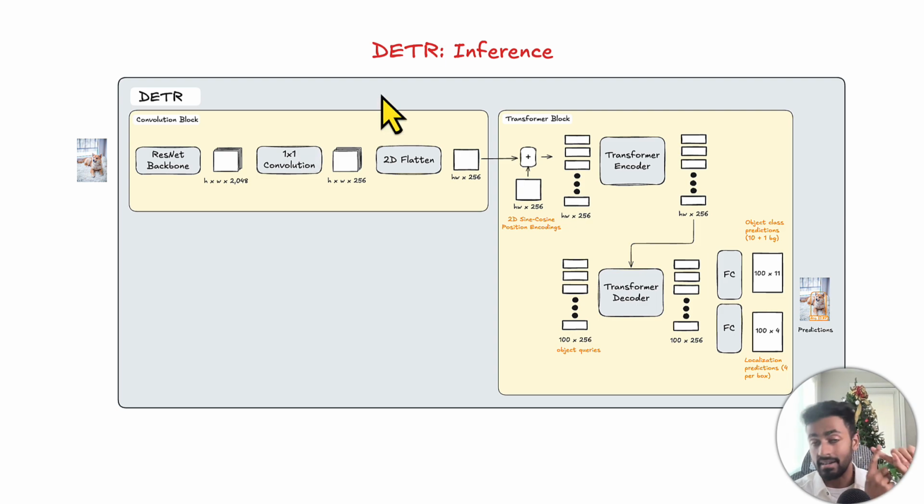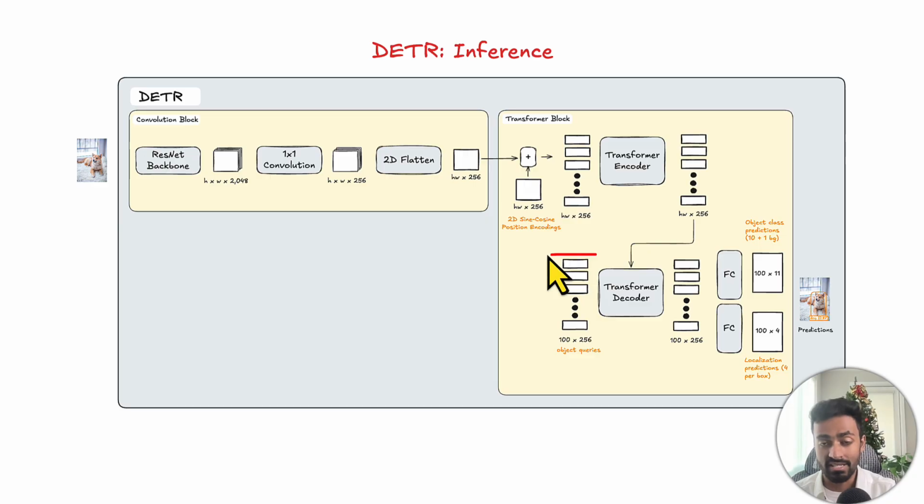It no longer has the Hungarian matching, and also there is no loss computation because there are no ground truth labels. And so we take an image, we pass it through the convolution block in order to get this HW cross 256 dimensional matrix. Add positional encodings from sine, cosine, pass it through the transformer encoder to get global context encoded in these vectors. Each vector represents some patch or section of the image.